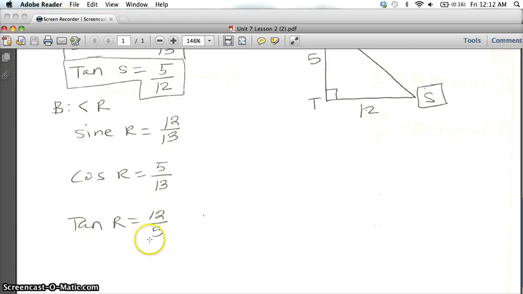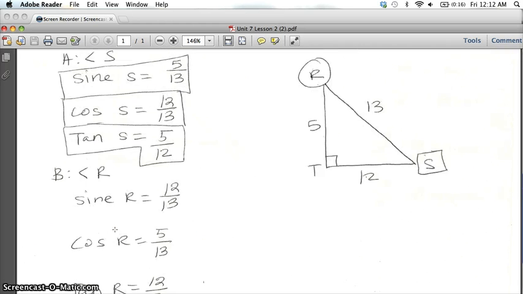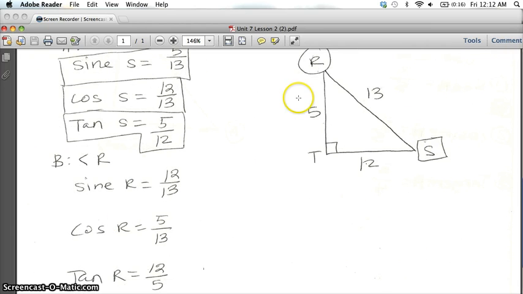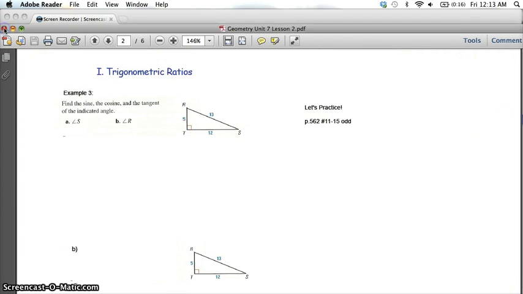And then last is our tangent of R, and tangent is TOA, which is opposite over adjacent. So the opposite side of angle R is 12, and the adjacent side is 5. So we have 12 over 5. Okay?